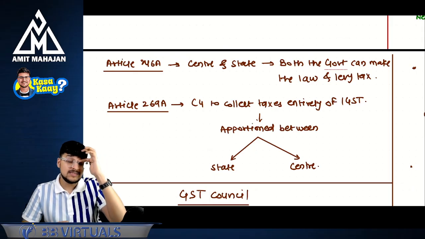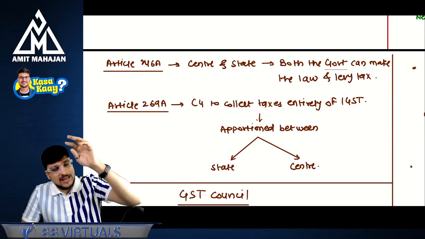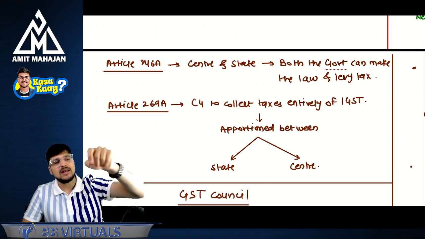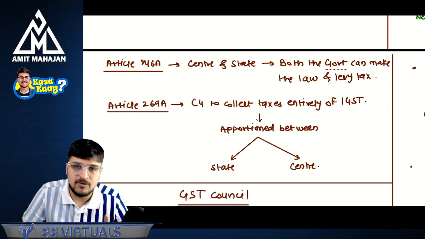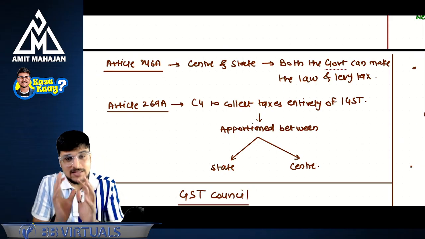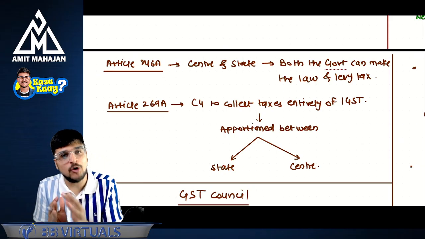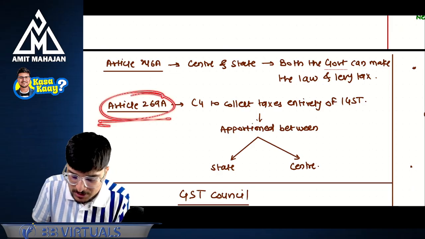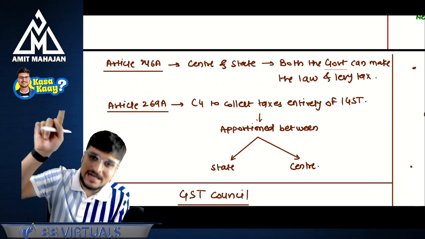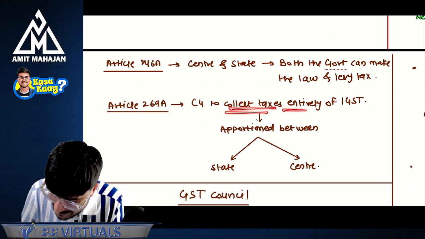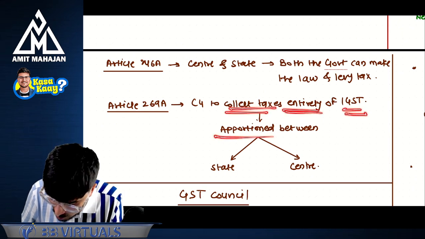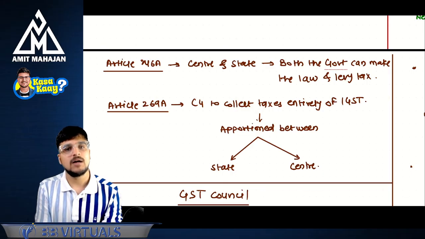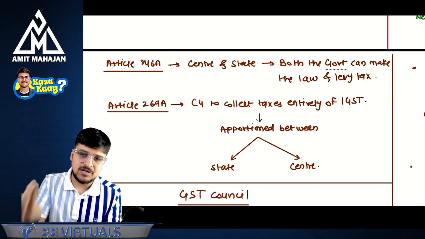Understanding? Now the point is, we had seen one thing, that in IGST, first the GST will be collected by central government and then it will be distributed to the state government. Now, this central government should have the authority first to collect, right? And that's why they made one more article, Article 269A, which gave the power to central government to collect the taxes entirely of IGST, and then apportion between state and center. Understanding? Perfect.